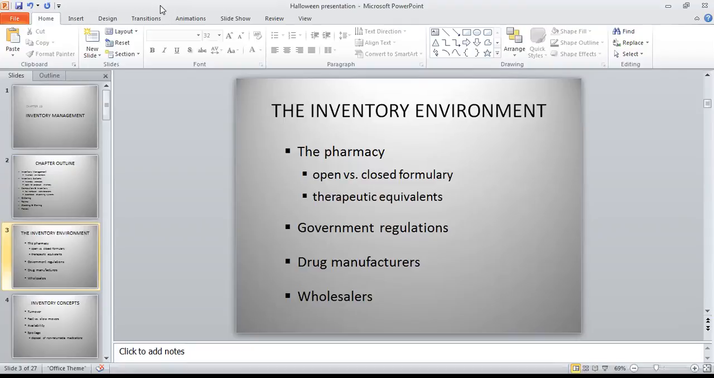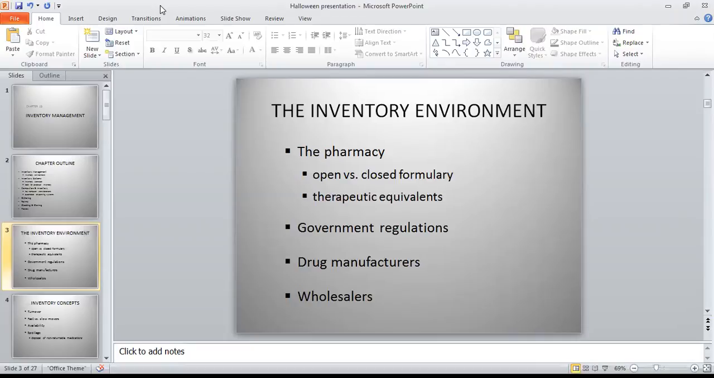Government regulations, well, government regulates everything, but in the pharmacy, we have FDA regulations, we have DEA regulations, we have OSHA regulations, we have all sorts of regulations that we have to abide by. Clearly, the government tells us what we can sell in terms of drugs.